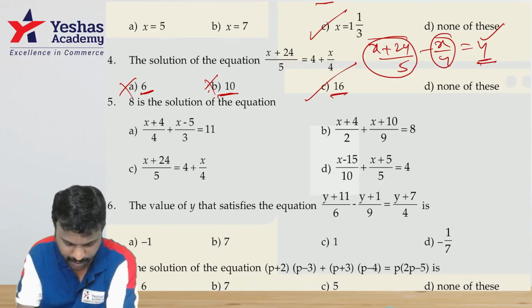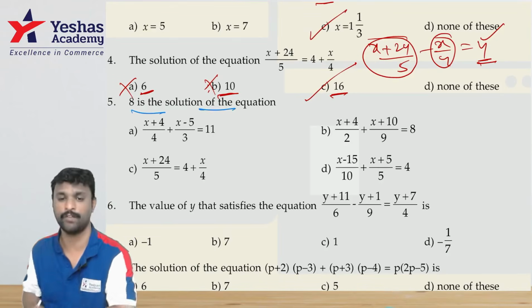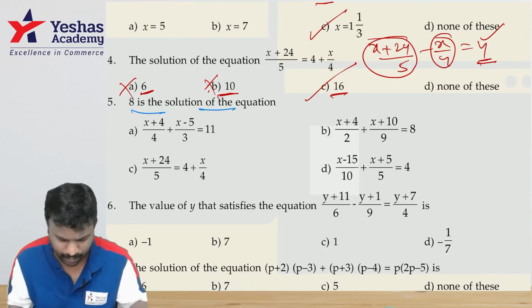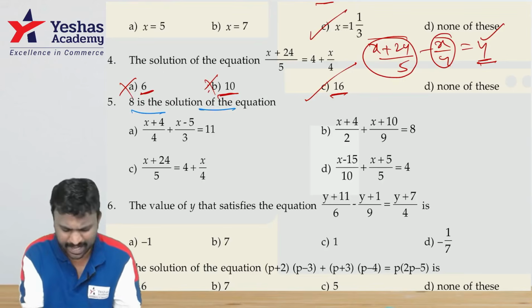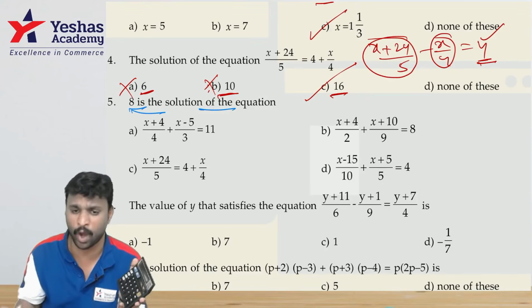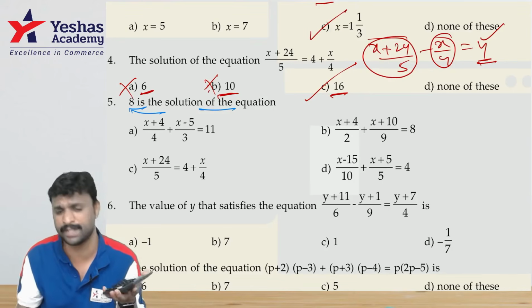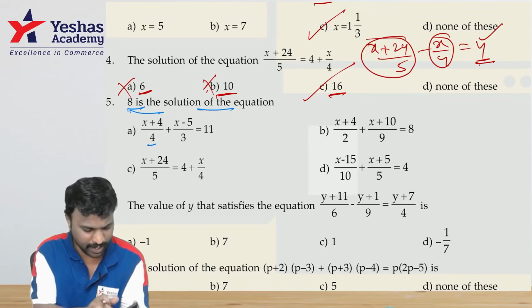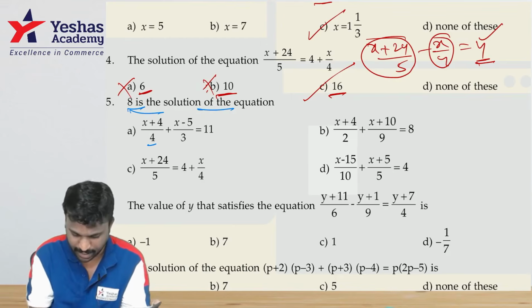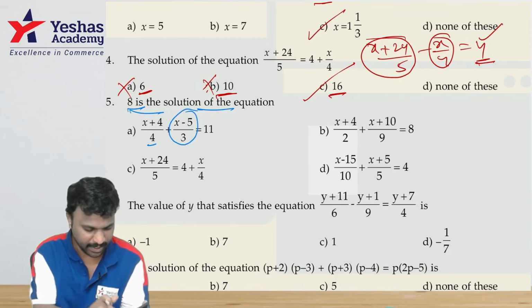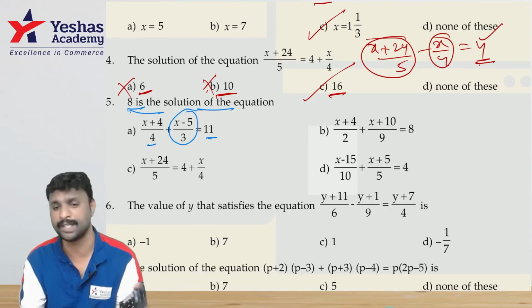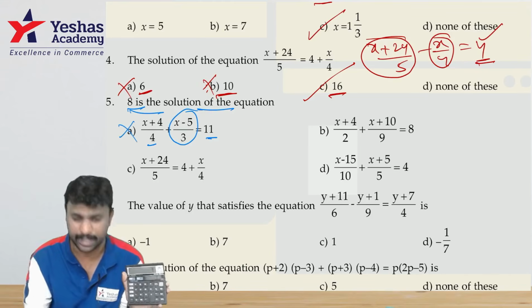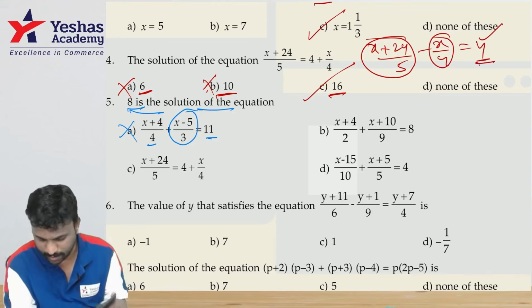Guys, moving on to the next question. 8 is the solution of which equation? Guys, you just have to plug in x value as 8 in the options. Whichever option satisfies, that's the right answer. Guys, if I hit the first option, 8 plus 4 is 12. 12 divided by 4. Now 8 minus 5 is 3. 3 divided by 3. That fetches you 4, but it is not 11, right? Therefore, option A is not the right answer.